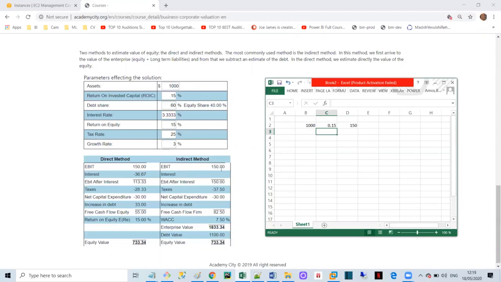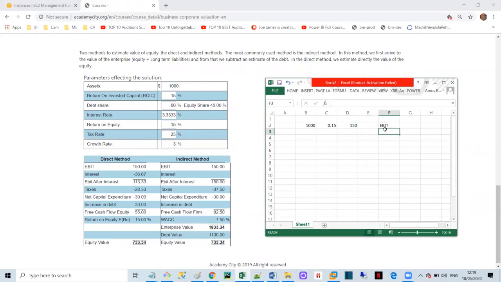Next, we don't subtract interest. And why do we not subtract interest? Because we do the evaluation of the whole company. It's the value of the debt holders and the equity holders together. So how much cash do they have available by the end of the first period? It's 150. This is like the EBIT.